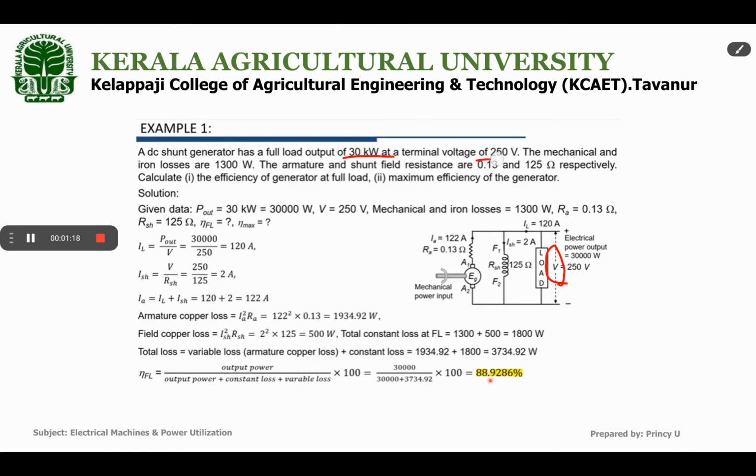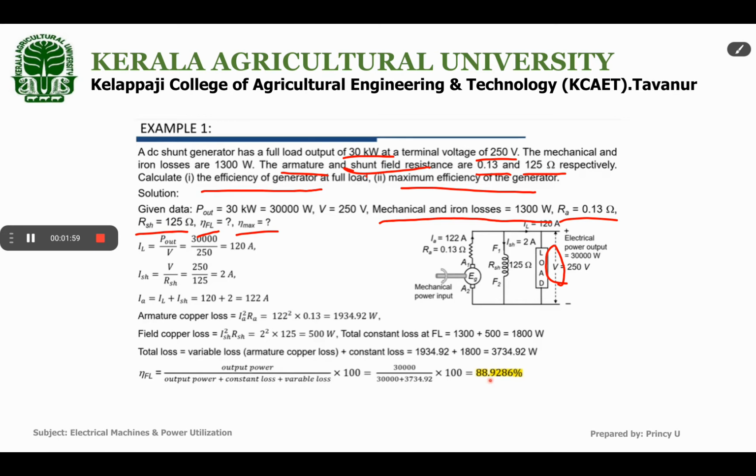So V is given as 250 volt, and the mechanical and iron losses are 1300 watt. The armature and shunt field resistances are RA is 0.13 ohm and RSH is 125 ohm. What we have to find out is the efficiency of the generator: the full load efficiency and the maximum efficiency. So these we have to calculate.